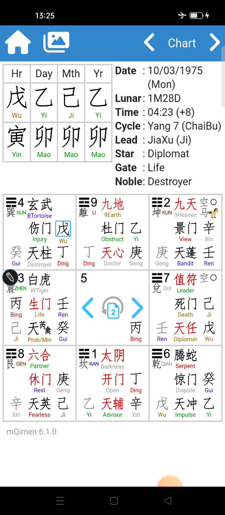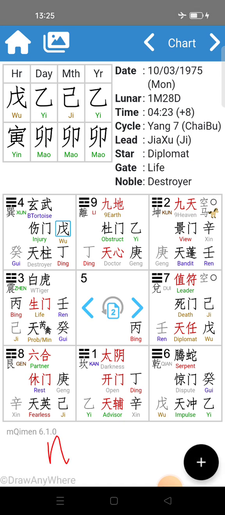It looks a bit complicated, and not to worry, let me explain some of the information to you step by step. In order to do this plotting of the chart, you will need to download the app called M-Qimen. Let me write it down for you: M-Q-I-M-E-N. You go to the Play Store, and then from there you download and find this M-Qimen. It's a free app, so don't worry, you don't have to pay anything.